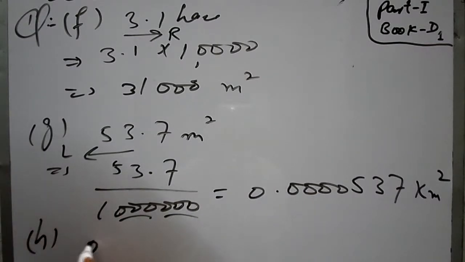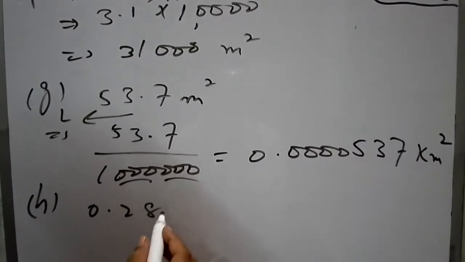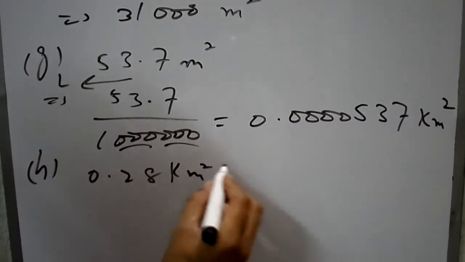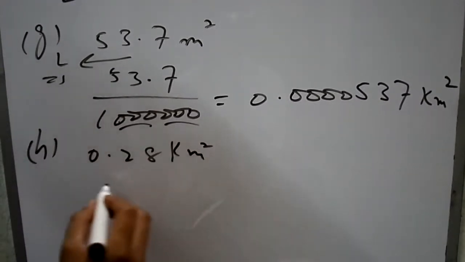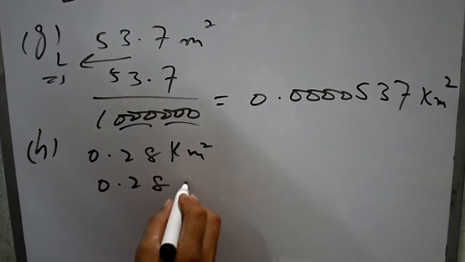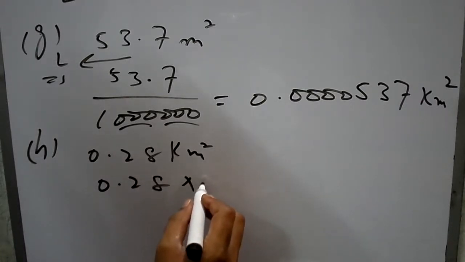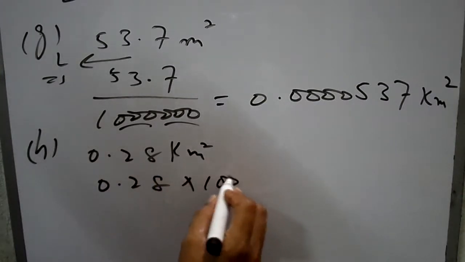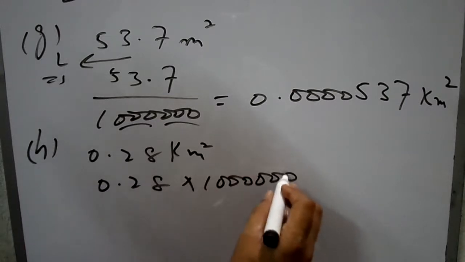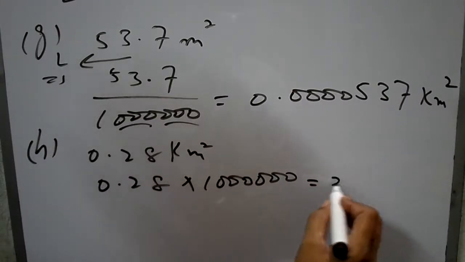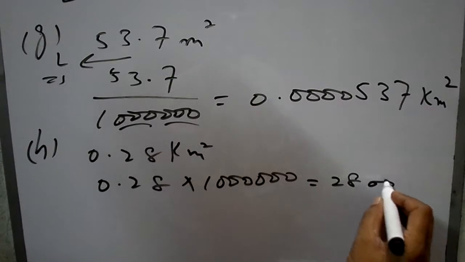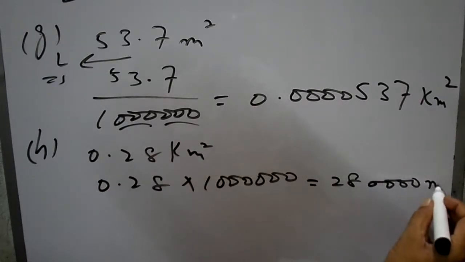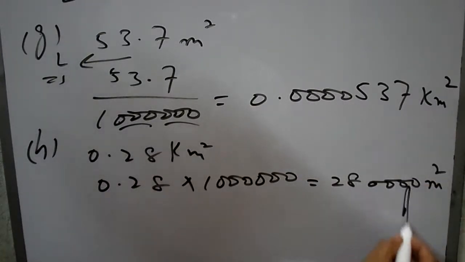So 0.28 kilometer square, you have to convert into meter square, so you should multiply with the difference between kilometer and meter. There is 1000 into 1000 because it is a square, so 1000 into 1000, so you will get 280,000 zeros will be, so that is your meter square. So that is your answer.